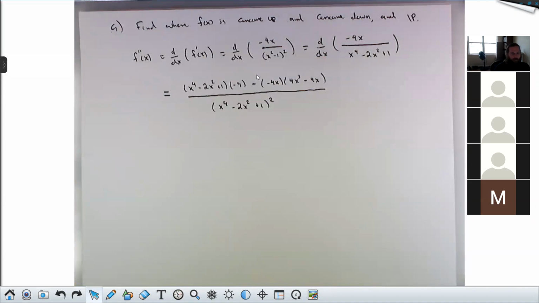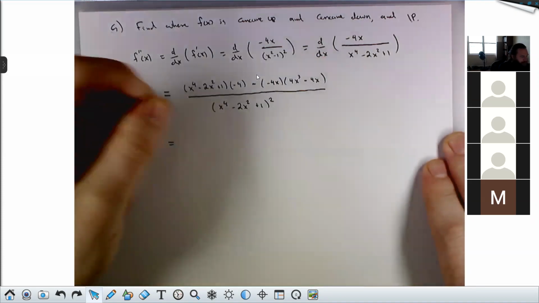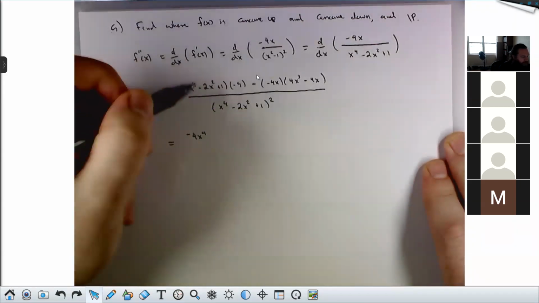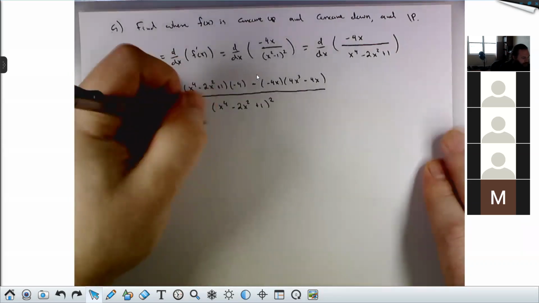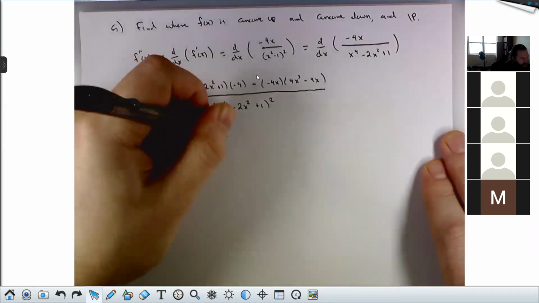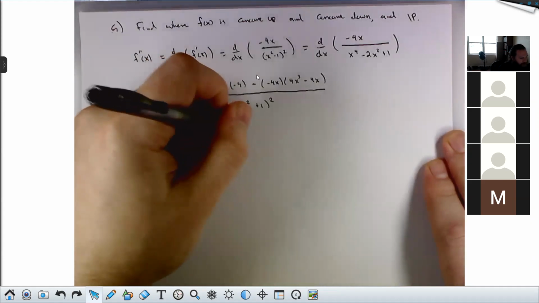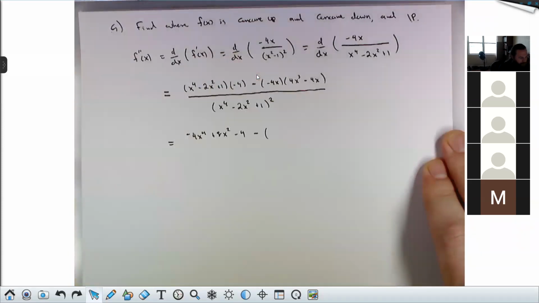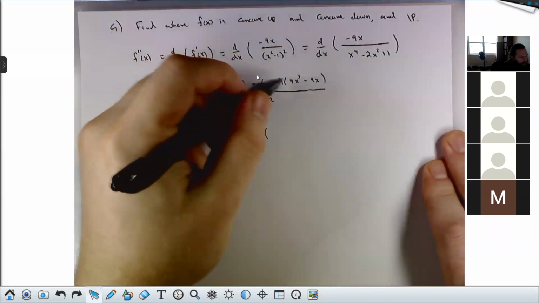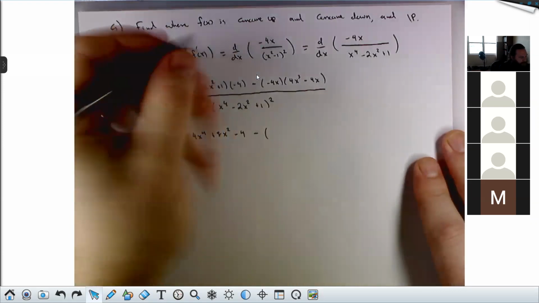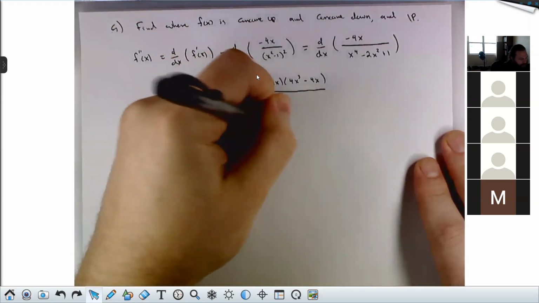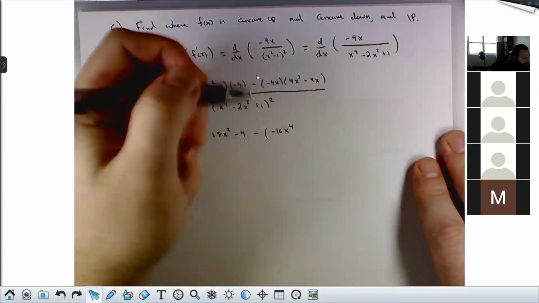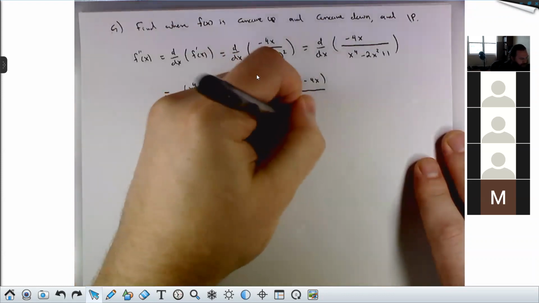Let's distribute things out and clean them up. Negative 4 times x to the 4 is negative 4x to the 4, and then negative 4 times negative 2x squared is positive 8x squared. Negative 4 times 1 is negative 4. And then over here, I'll have minus, and I'm going to distribute this negative 4x first. Negative 4x times positive 4x cubed is negative 16x to the 4. Negative 4x times negative 4x is positive 16x squared.